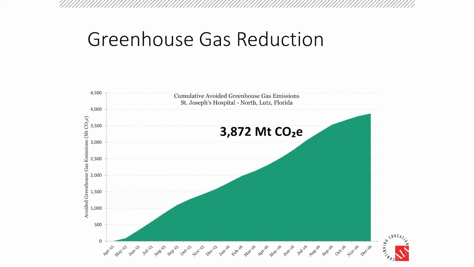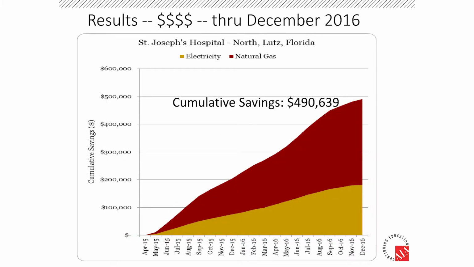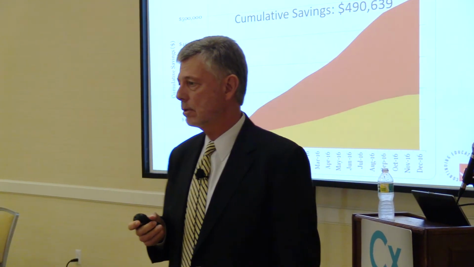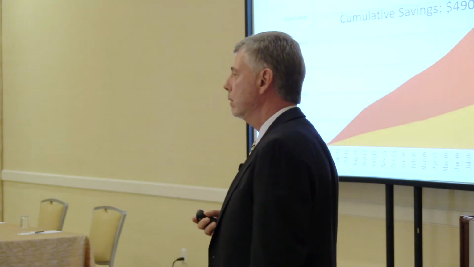Had a significant greenhouse gas footprint reduction. It's what a lot of folks like to see. And what the CFO likes to see is $490,000 that are documented through a proper measurement verification process. This particular project, and all of our projects, we use the International Protocol for Measurement and Verification, Option C, which is a whole building analysis.